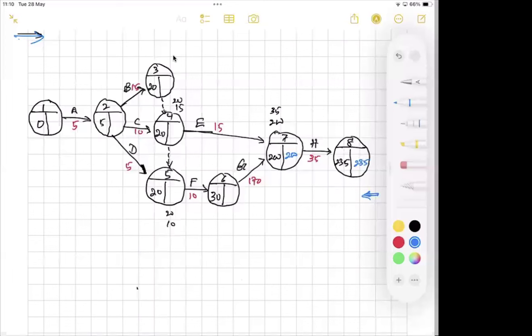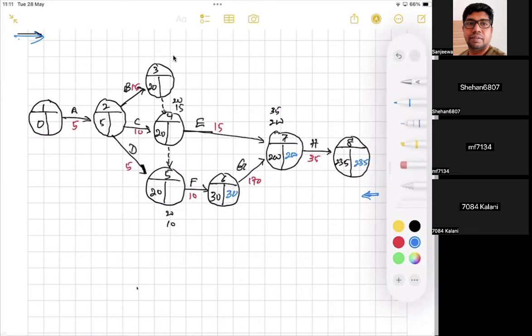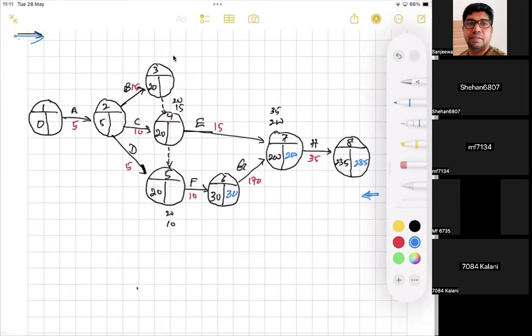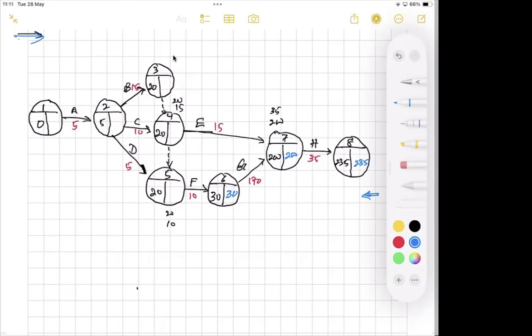When you are doing the backward pass calculations, you have to be careful with the burst activities. Then G, 200 minus 170, 30. Then F, event number 5, 30 minus 10, 20. When it comes to event number 4, you can see there are two paths, right? Then 20 minus 0, 20. 200 minus 15, 185. The minimum is 20, right?